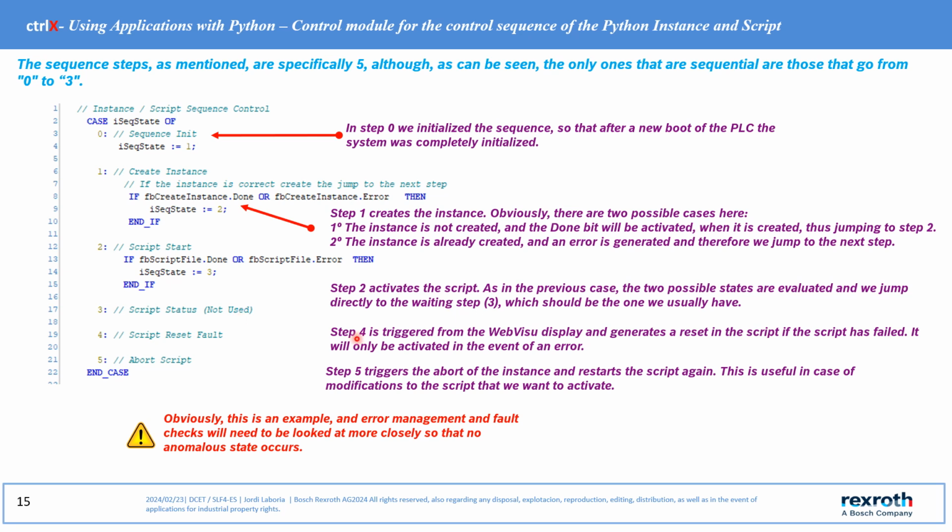In step 4, we run the script reset. In step 5, we execute the abort. In this case, there is a delay to activate it and we must press the button for 3 seconds. In these last two cases, the sequence is restarted in step 2 and we activate the script again. Needless to say, the issue of error handling and warnings should be controlled and fine-tuned a little more to prevent the system from being frozen at some point.